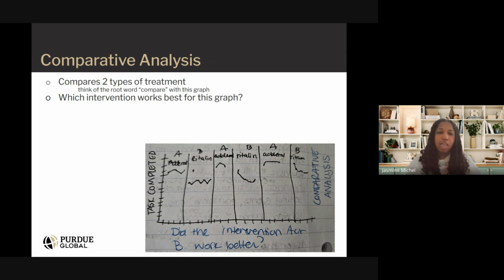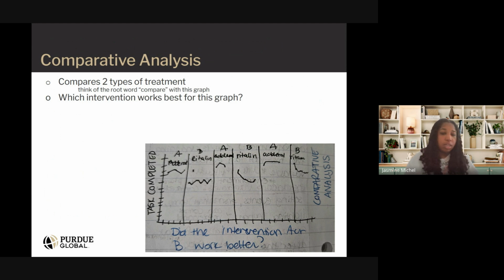So a comparative analysis compares two types of treatment. Think about the root word compare. So comparative, compare. So we're going to ask this question: which intervention works best? On this picture here, let's just say the title for this is task completed, and we are going to be talking about Adderall and Ritalin from a comparative perspective, and we're going to compare to see which of the two works.